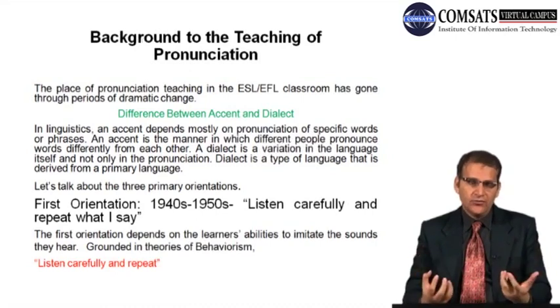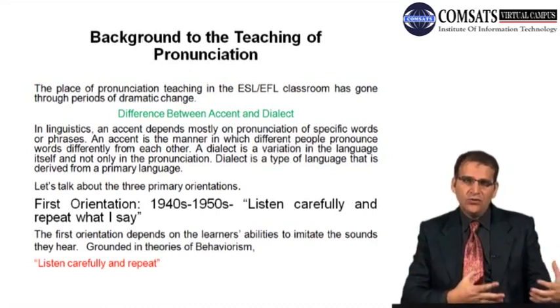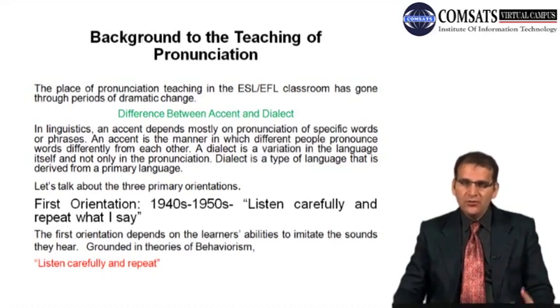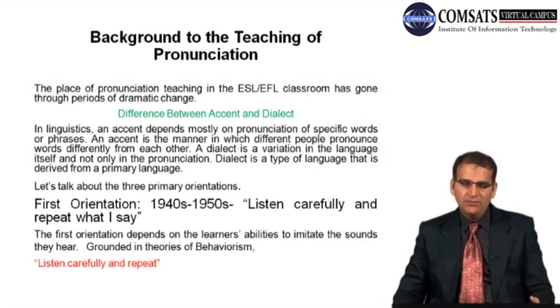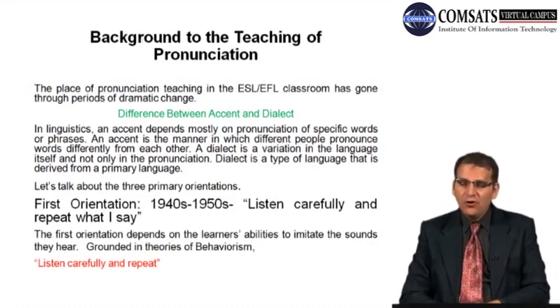So there are many dialects, of course. Accent is more with the pronunciation. So my dear students, in linguistics, accent depends mostly on pronunciation of specific words or phrases. Accent is the manner in which different people pronounce words differently from each other. And a dialect is variation in the language itself, and not only the pronunciation. Dialect is a type of language that is derived from the primary language also. I hope you understand. So let's talk about these three primary orientations.